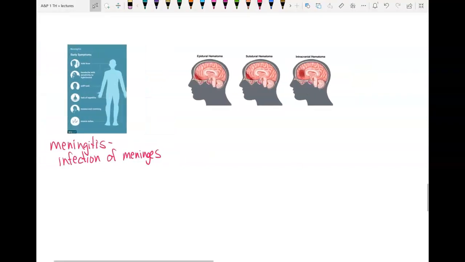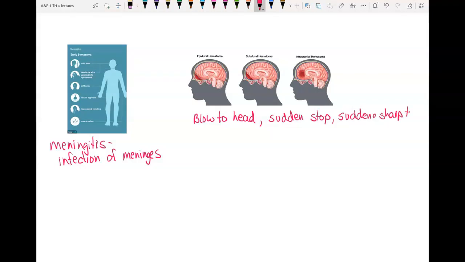You can also get hematomas. So this would be like if you have a blow to the head, or you have a sudden stop, or like spinning too much, a sudden and sharp turn of the head. A couple of things can happen when you get a blow to the head, a sudden stop, or a sudden and sharp turn. One is the brain can hit the inside of the cranium.